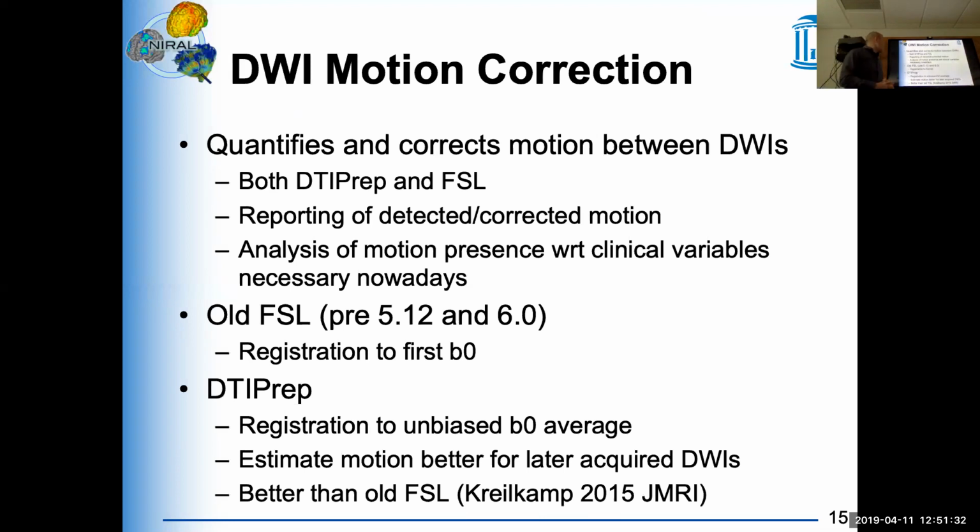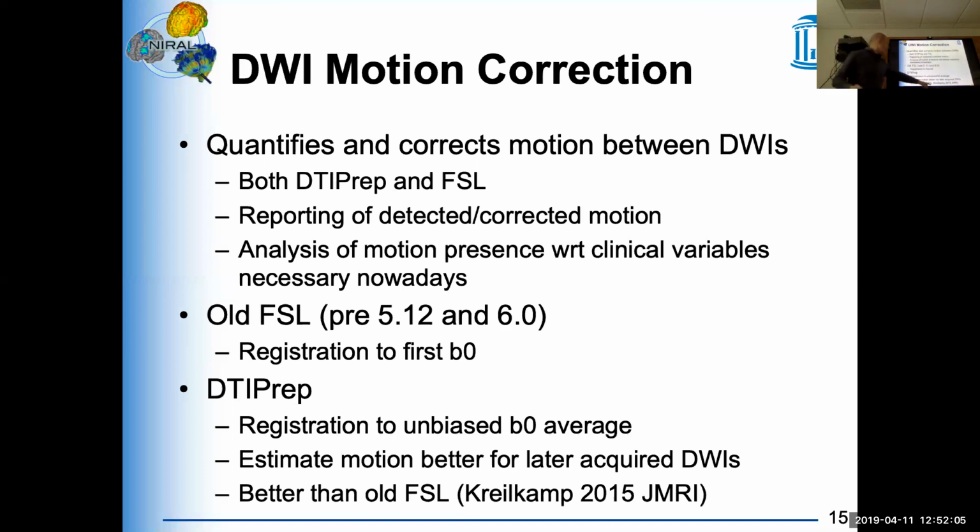Also, with motion correction, again, I'm pointing to the new FSL. Best do it in the new FSL. The old FSL would motion correct everything to the first B0, which means that DWI volumes that are later in the acquisition would actually get further and further away from the first B0, because motion is correlated. So your first images would actually be easier to correct for motion than your later images.